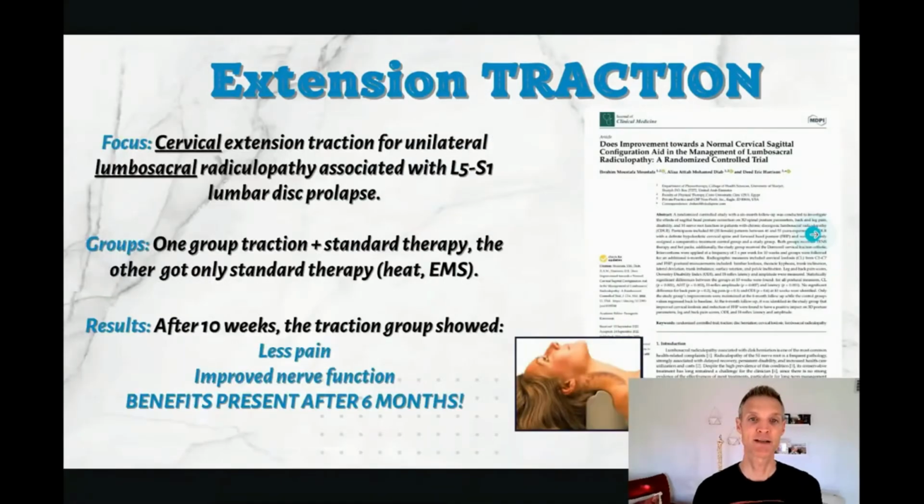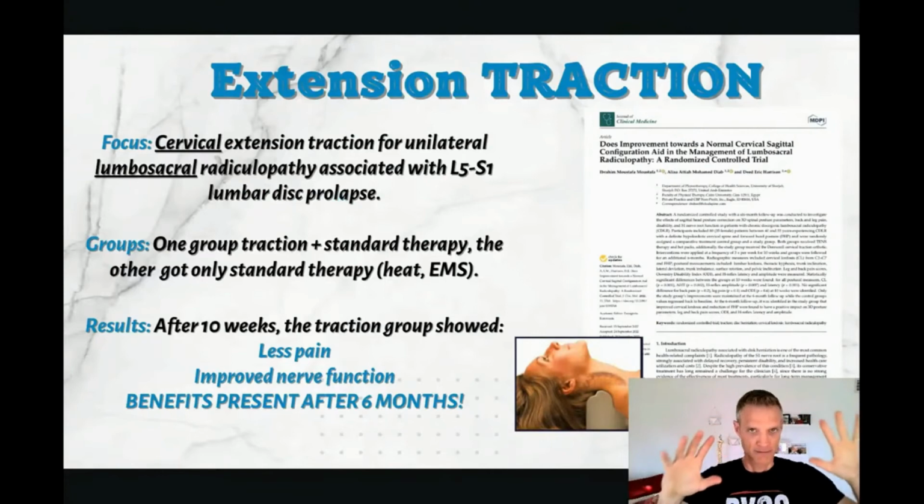Here's what I think you're going to find interesting. So this was in the Journal of Clinical Medicine. And so what they did was they wanted to see if helping the neck curve improved low back or lumbar spinal radiculopathy. So right here, cervical extension traction for one-sided or unilateral lumbosacral radiculopathy. So even I sometimes have trouble saying that. Associated with L5S1 lumbar, low back, disc prolapse. So again, disc bulge, disc herniation.